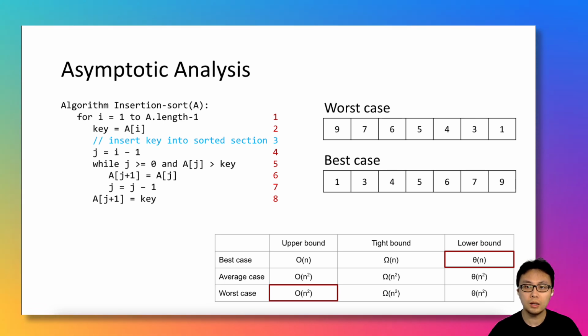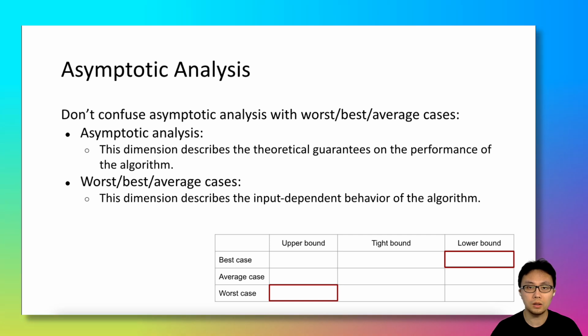So from this example, we can see that although best case, average case, and worst case analysis is a different dimension from asymptotic analysis, they are still related. The relationship is somewhat self-explanatory. If you're looking for the upper bound of a given algorithm, go for the upper bound of its worst case. If you are looking for the lower bound of a given algorithm, go for the lower bound of the best case. Now, you should have a better and clearer understanding of the two different but related dimensions of time complexity analysis.